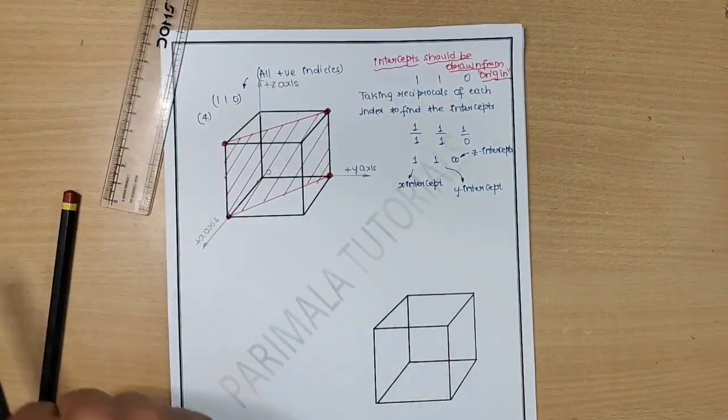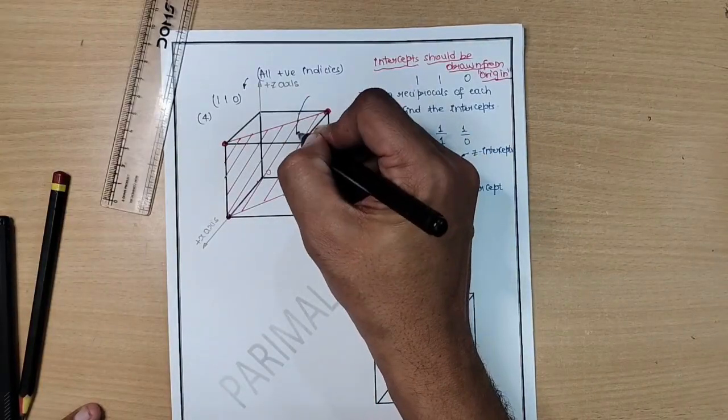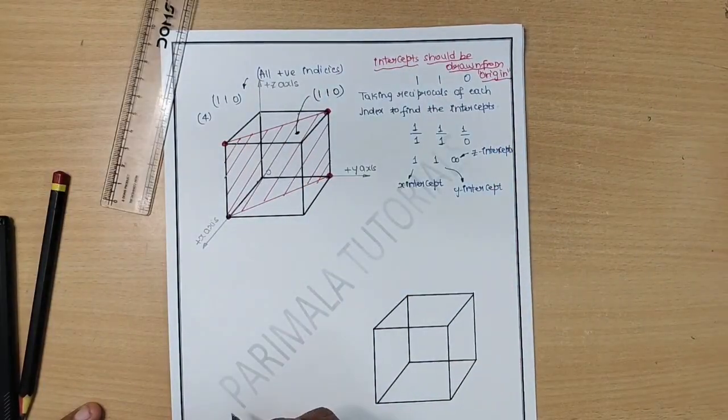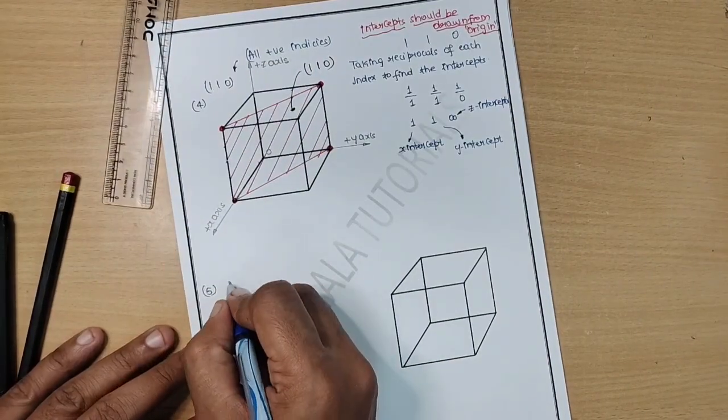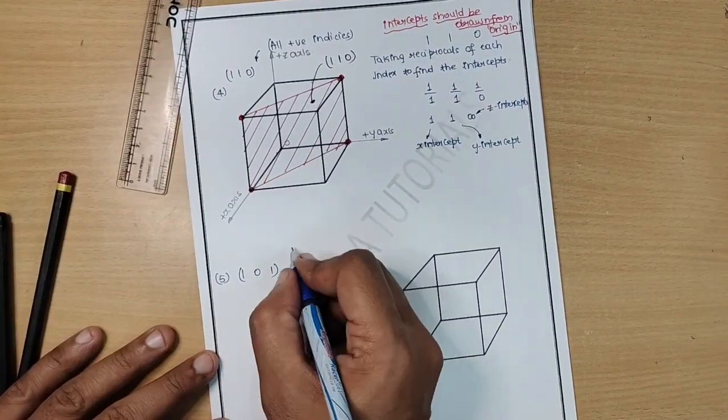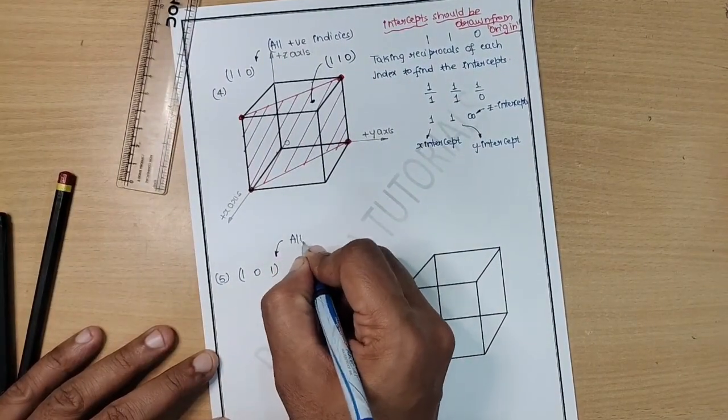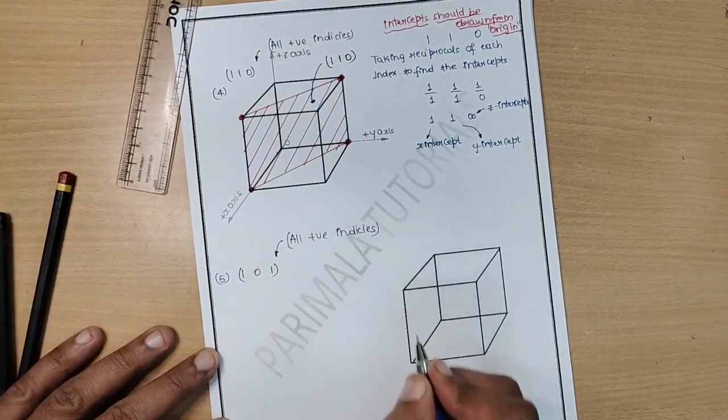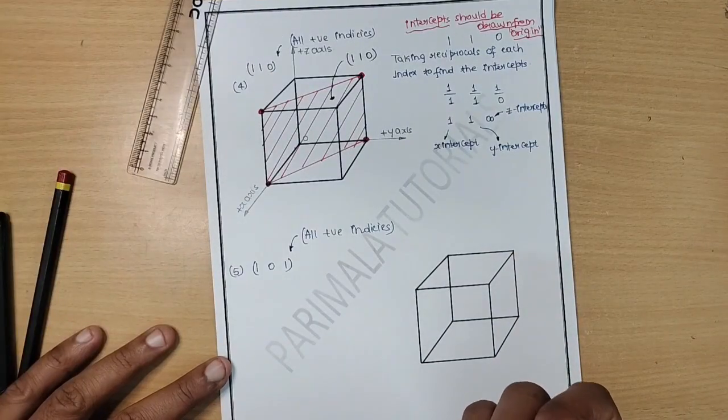So this would be the Miller Indices plane diagram for 1, 1, 0. Hope it is clear. Now let us move to example number 5, 1, 0, 1. As usual, they have given all positive indices. We should take reciprocals of each of the indices to find the intercepts.